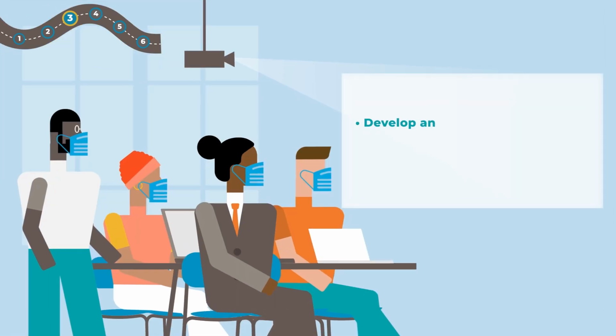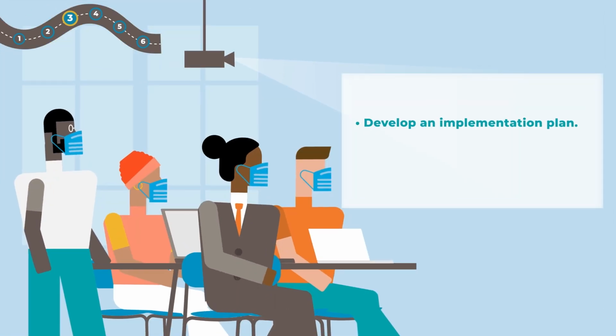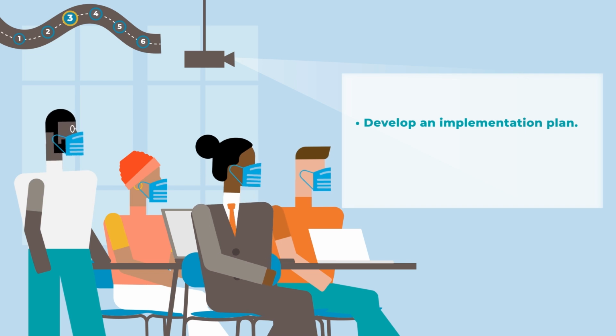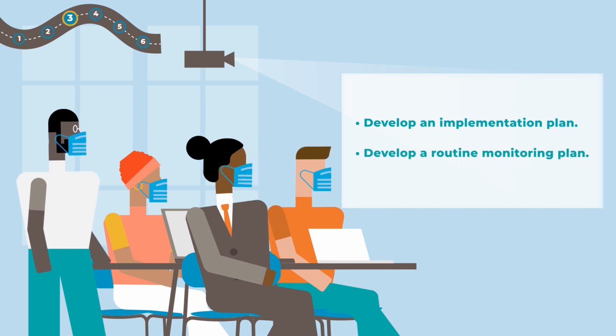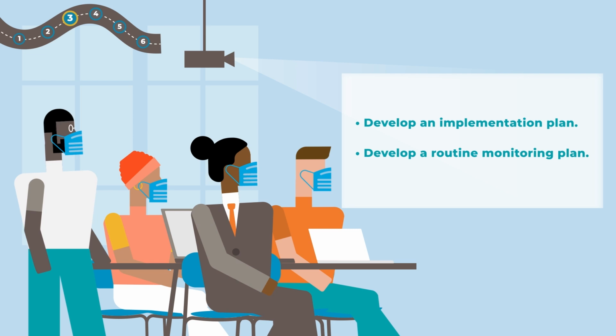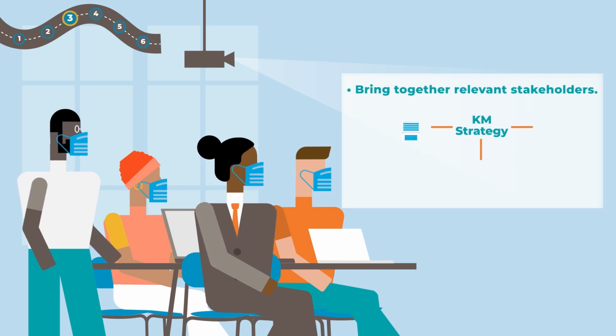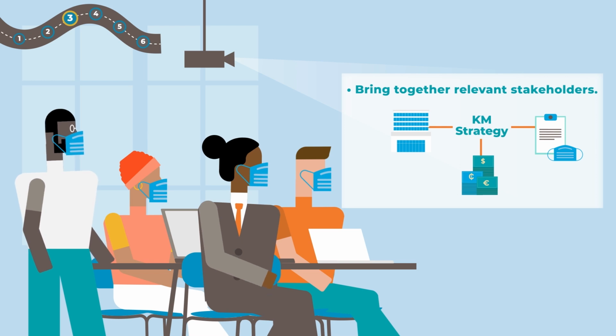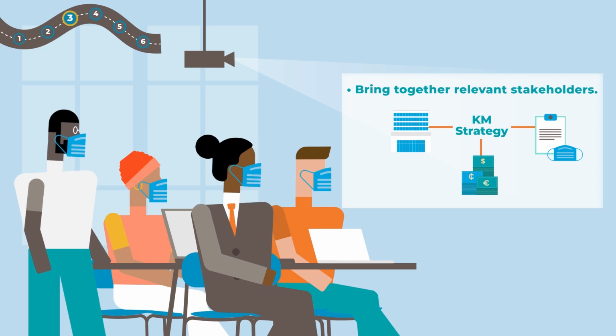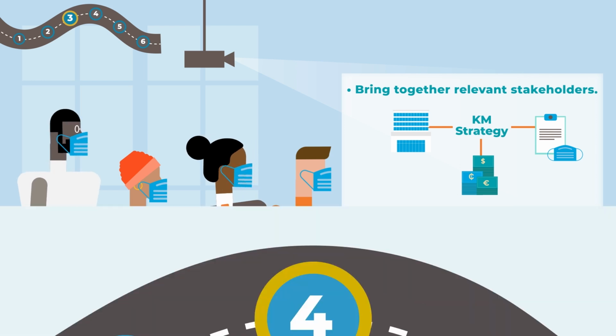Next, develop an implementation plan and budget, closely considering elements to address equity and access, such as translation and interpretation services. Then develop a plan to routinely and rapidly monitor and evaluate the impact of your KM activities to meet the KM needs of your stakeholders. Finally, bring together relevant stakeholders to launch the KM strategy. This will help ensure everyone understands their own role, the role of others, and how the activities contribute collectively to the larger vision. Step 4.